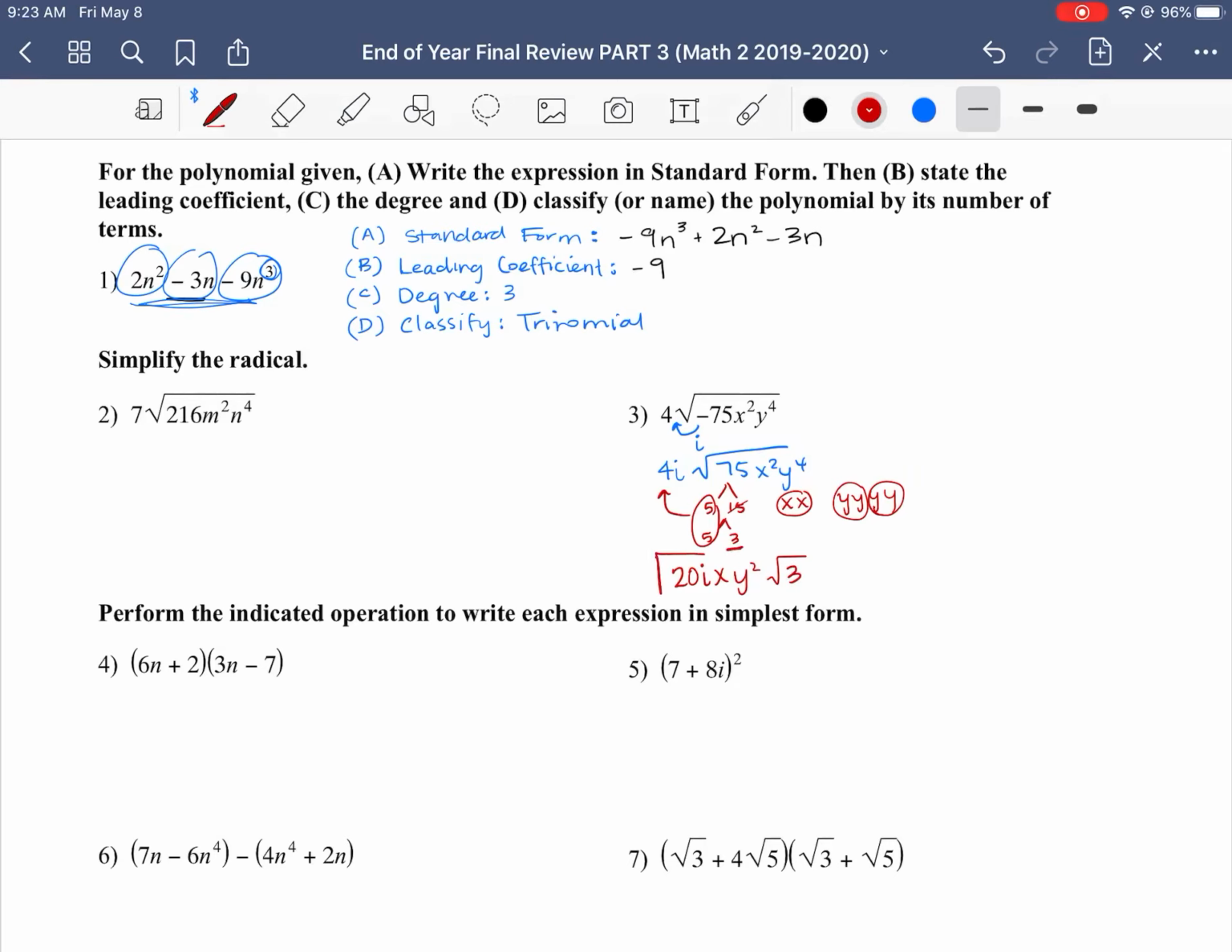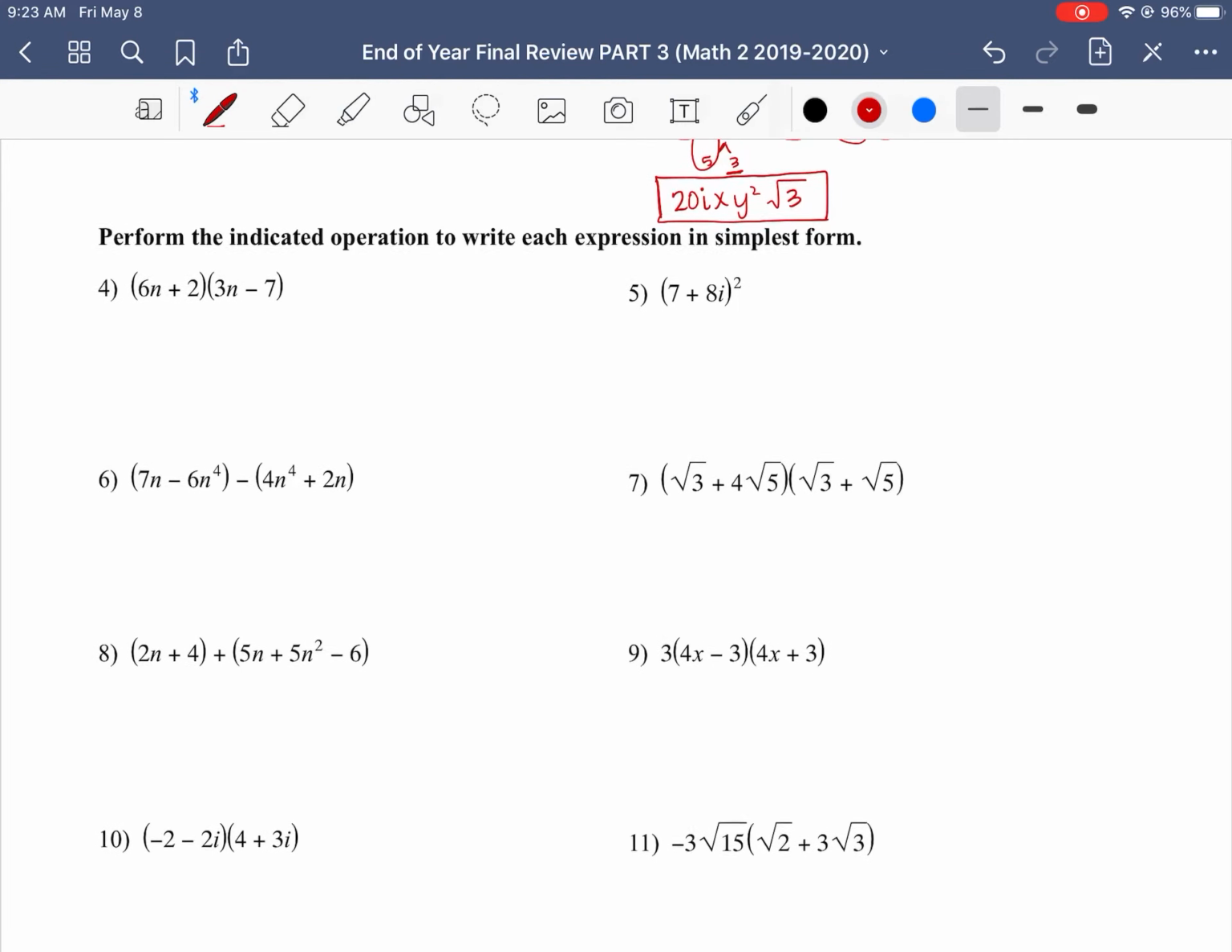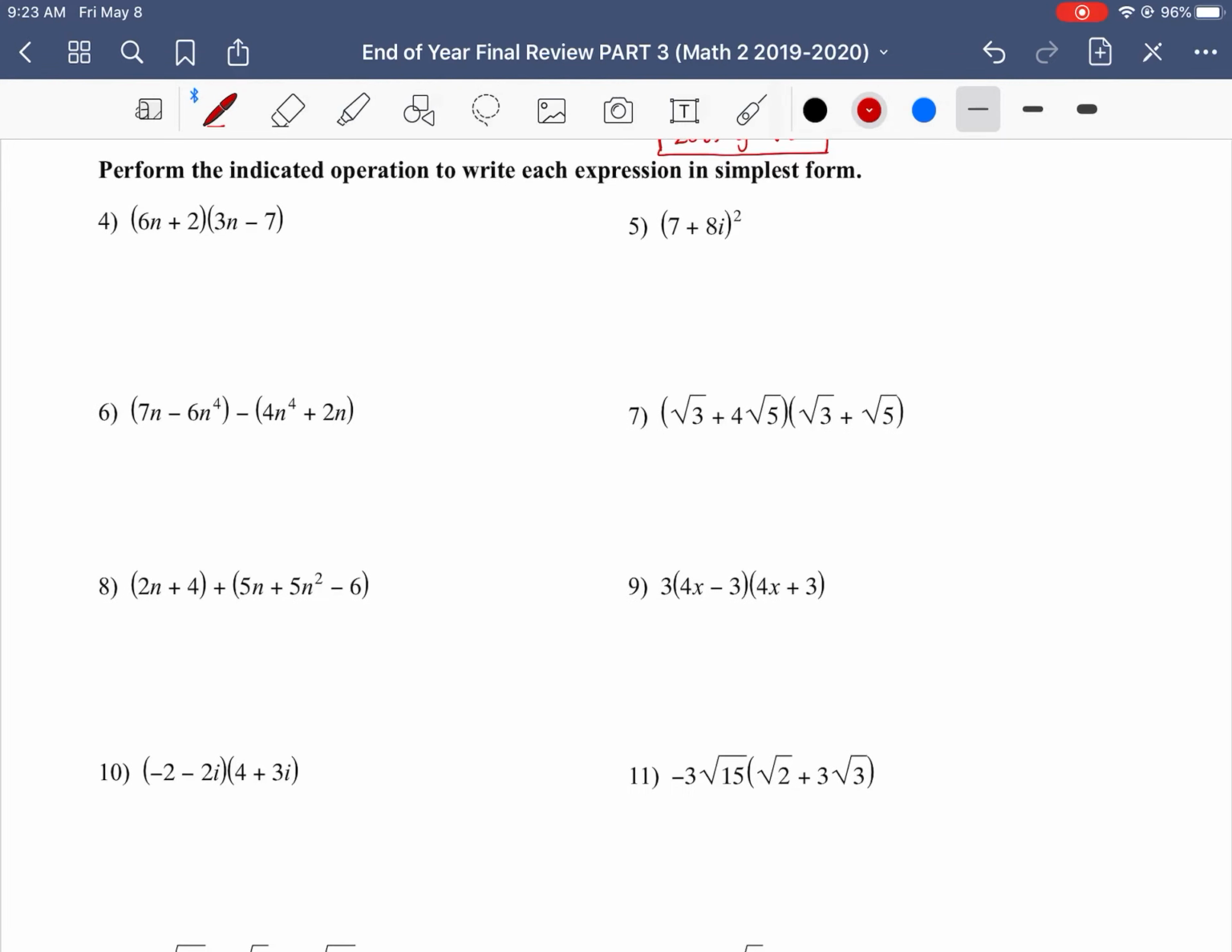So the only thing that doesn't have a group, it looks like, is that 3 right there. So we put the 3 back in, and we've simplified that radical. Okay. All right, moving down, perform the indicated operation to write each expression in simplest form.